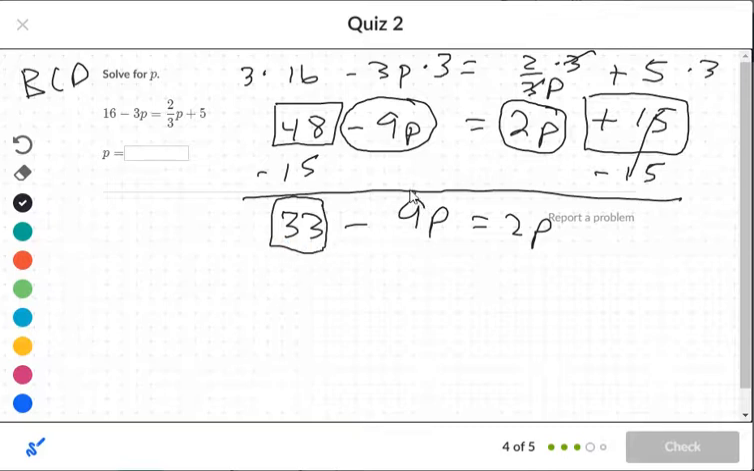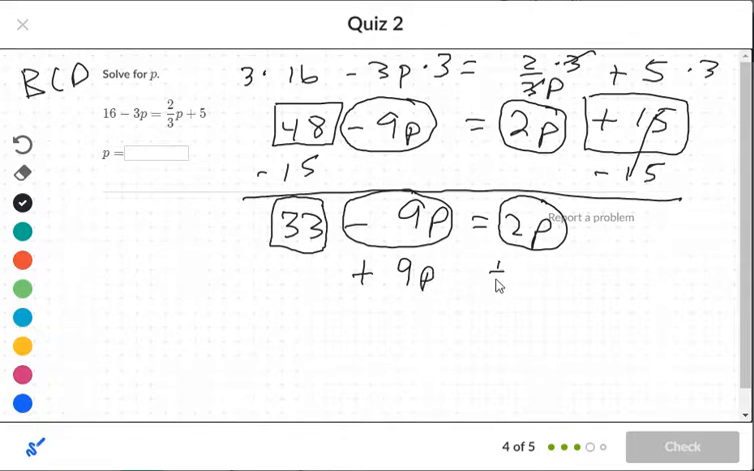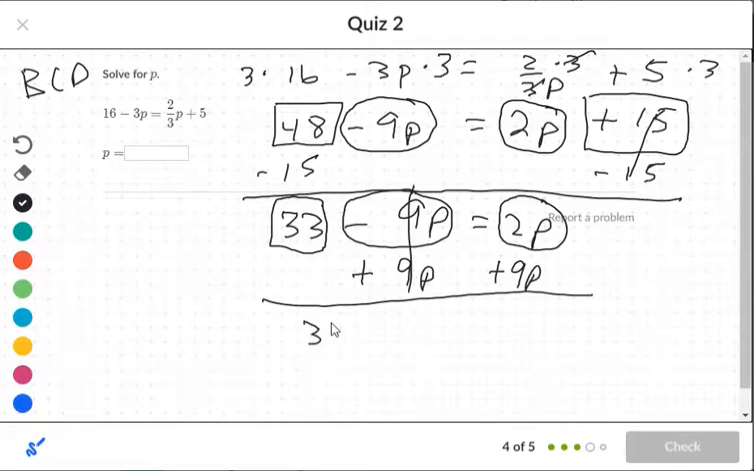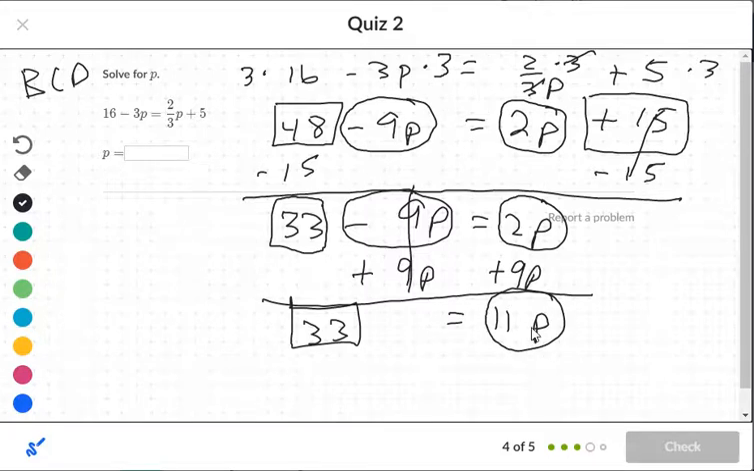This is a box. The letters become circles. I want to get the box by itself, so I got to get rid of the negative 9p here. So I'm going to make that a plus 9 letter P. Cross this out. So that becomes 33, and this is 11p. Check this, and notice I have one box equal to one circle. Divide both sides by 11, so I get 3. Cross this out, this gives me P. So I get 3 is equal to P.